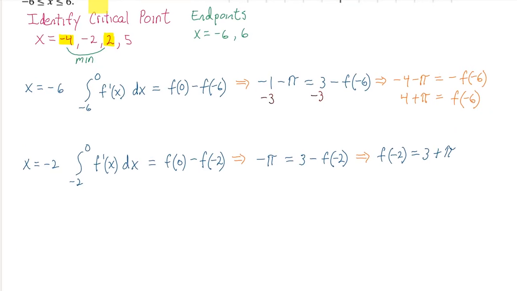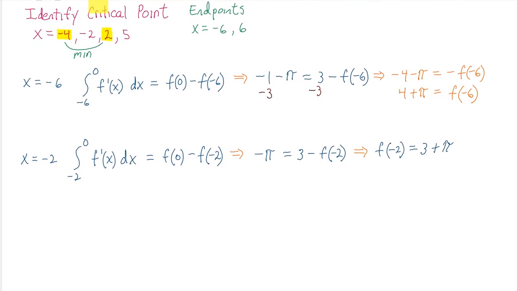Next one we need is f of 5. I would encourage you at this point to try these on your own and see how you do. The difference in this case is that the integral now goes from 0 to 5 of f prime of x dx, and that's going to equal f of 5 minus f of 0.